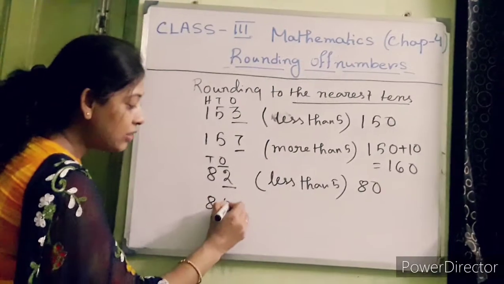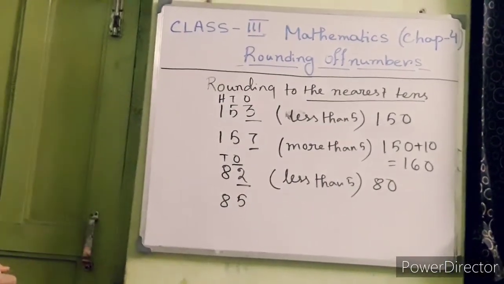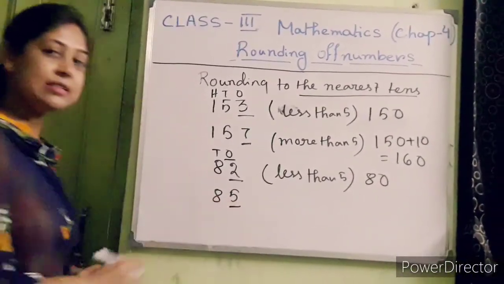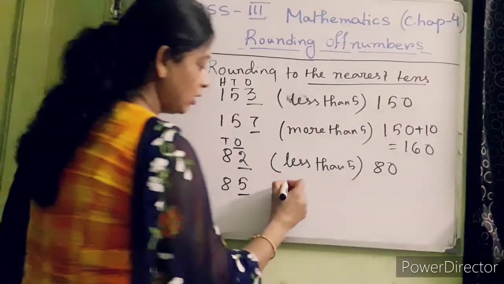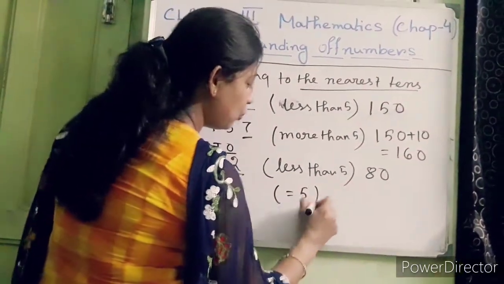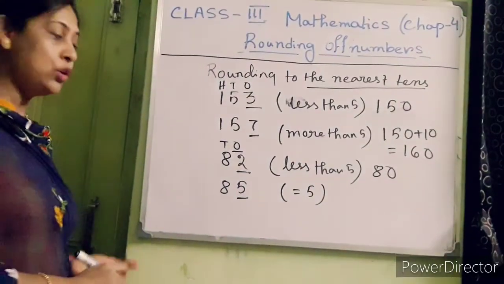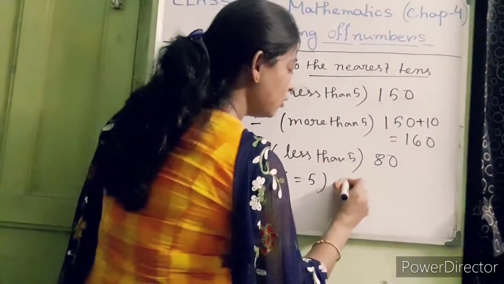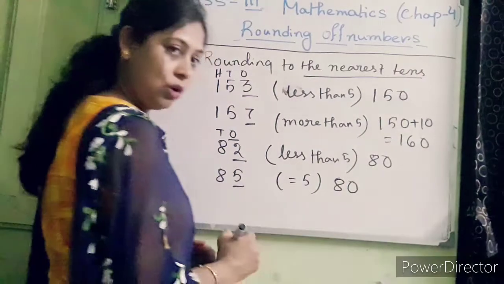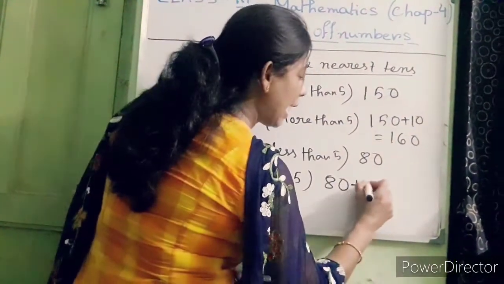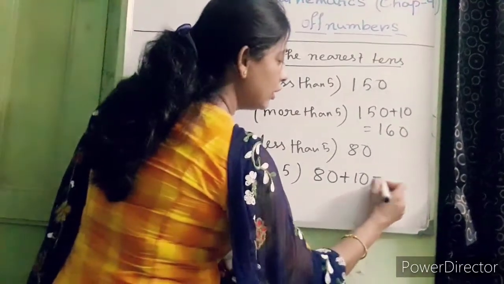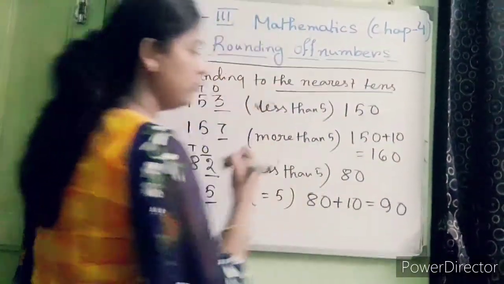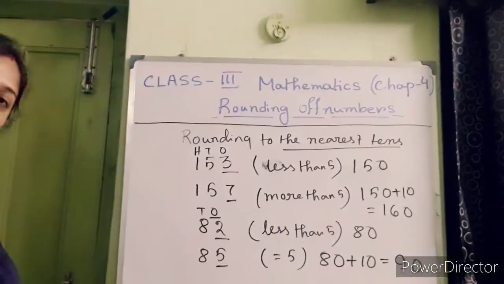Suppose it is 85. When it is 85, 5 is equal to 5. So first you put 0, and after that you add 10 to the actual number, and you get your result. The answer will be 90. Okay.